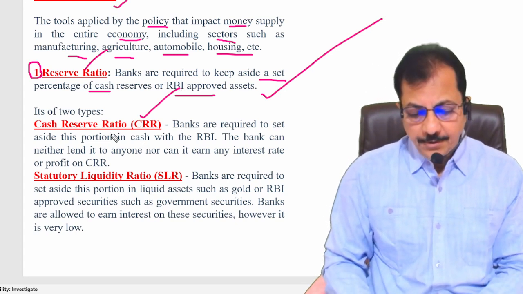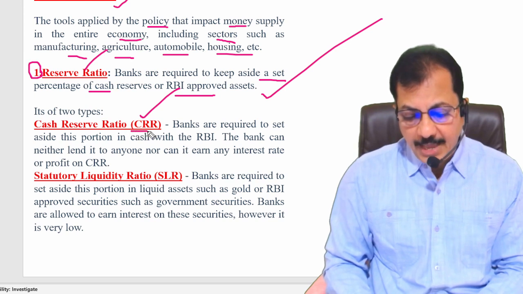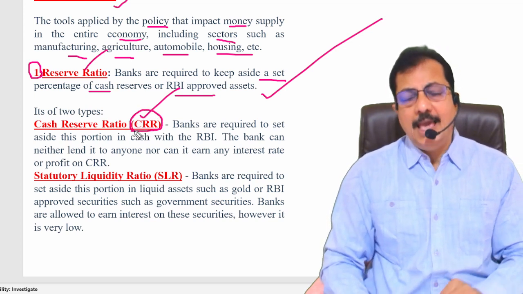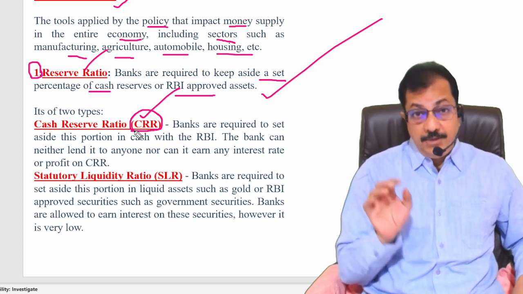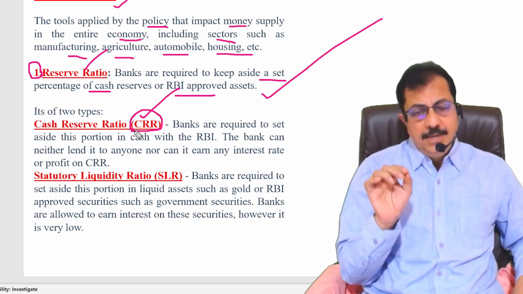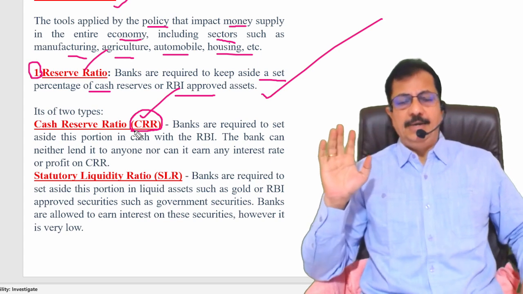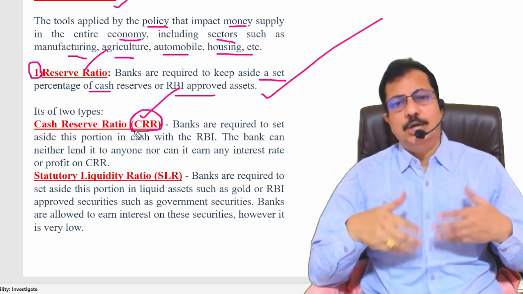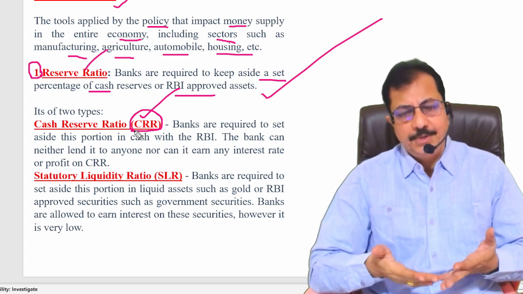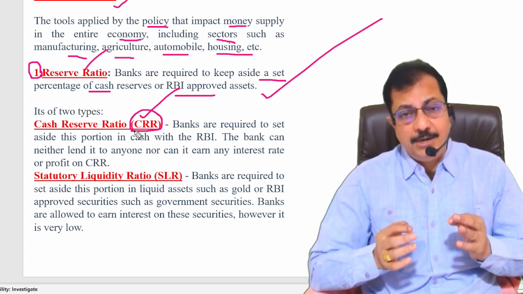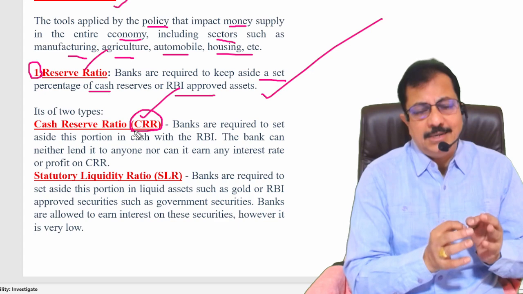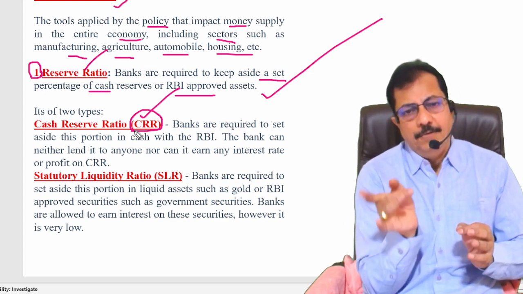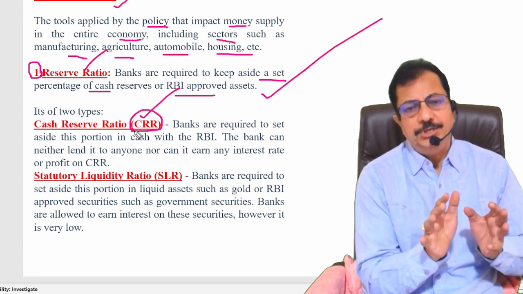Look at this. When it comes to the first one, cash reserve ratio, when you are saying cash, you know the meaning of cash, currency. It need not be cash every time, but it can be in any liquidity format. Liquidity format means something that can be converted into cash immediately without changing its value.